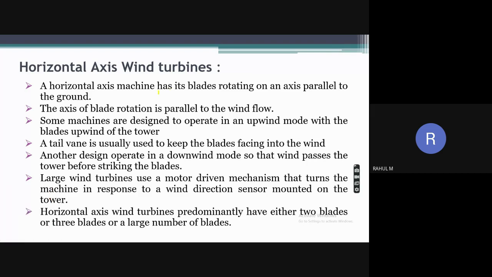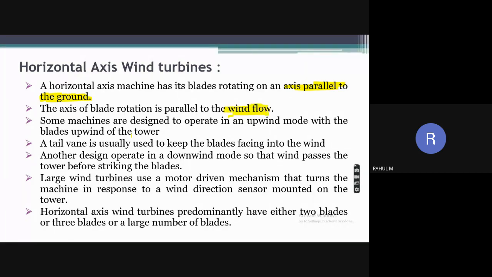Okay, so the important points, mark here. A horizontal axis machine has its blades rotating on an axis parallel to the ground. Please make a note of this one. The axis of the blade rotation is parallel to the wind flow.